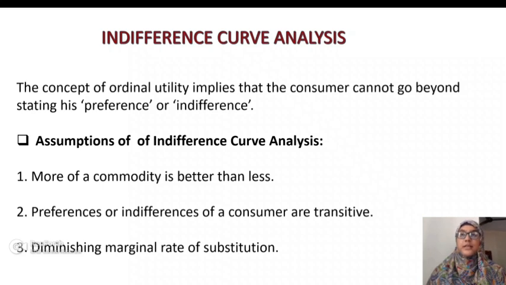Let us get into assumptions of indifference curve analysis. Assumption number 1. More of a commodity is better than less. The more the quantity, the better is the satisfaction. Assumption number 2. Preferences or indifferences of a consumer are transitive. Assumption number 3. Diminishing marginal rate of substitution.